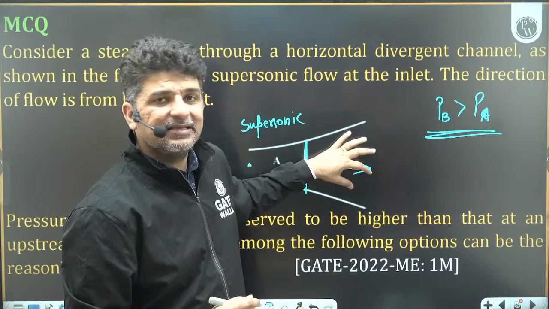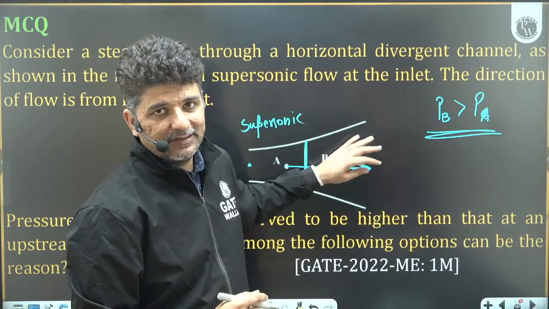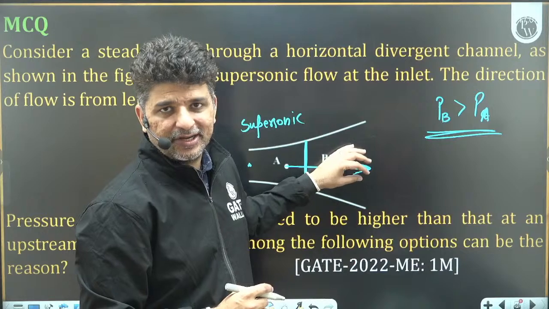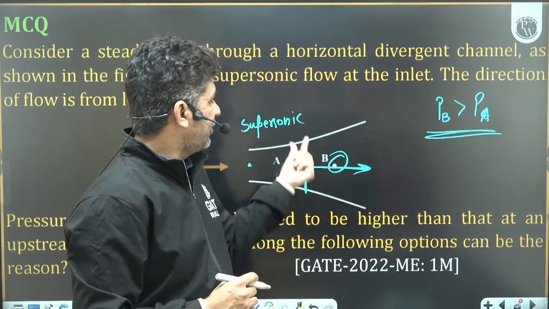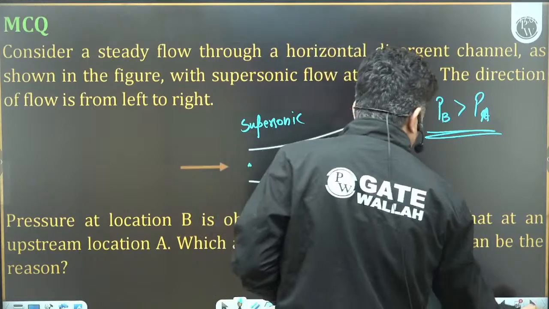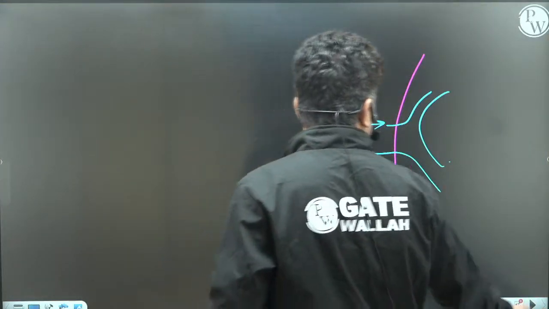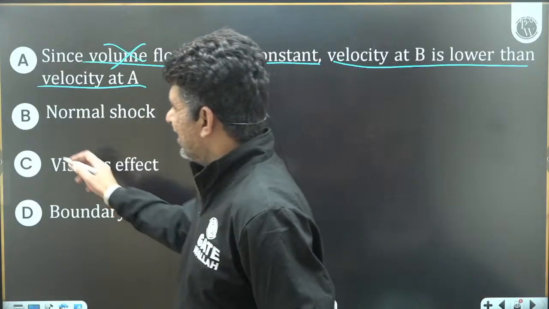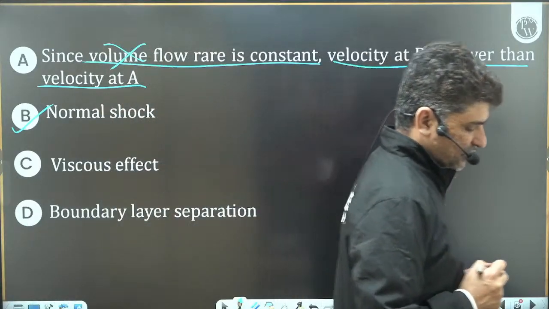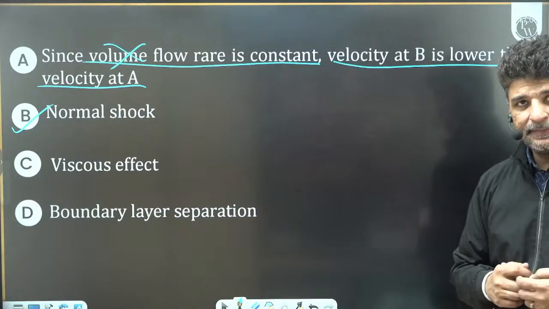If there is an obstacle, if somehow high pressure is created, then that pressure would lead to a normal shock over here. Okay, so this was an excellent question asked in the 2022 exam. The main reason for that is the presence of a normal shock at the downstream. Is it clear? Very good.